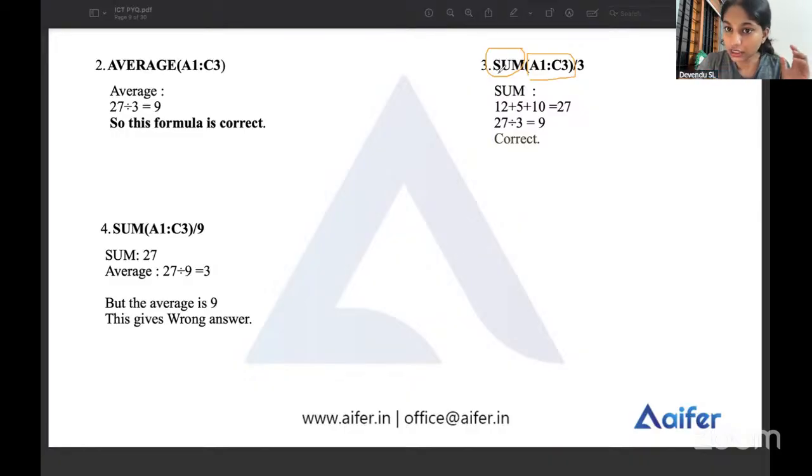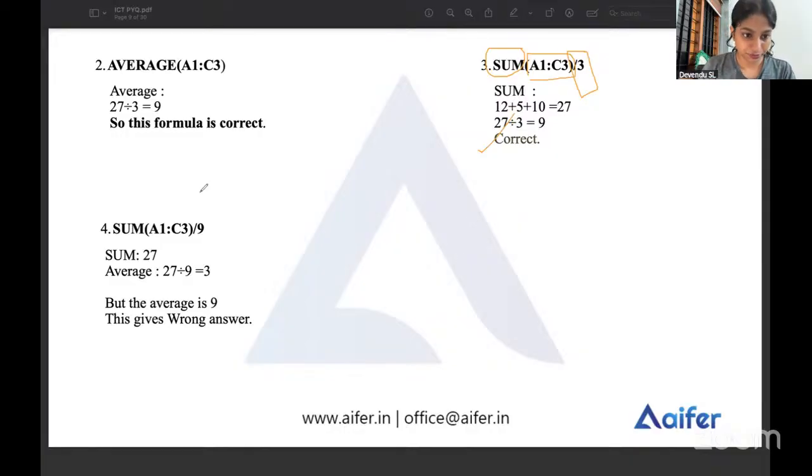So the command given here is sum. 12 plus 5 plus 10 is equal to 27. We add all the cells from A1 to C3, and here it is also given divided by 3. So 27 divided by 3, we get 9 as the answer, so it's a correct one.